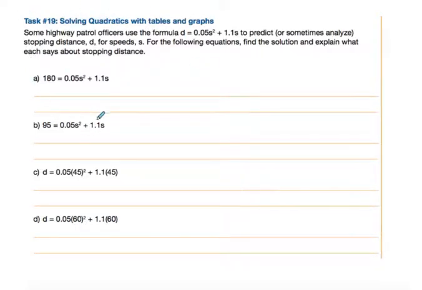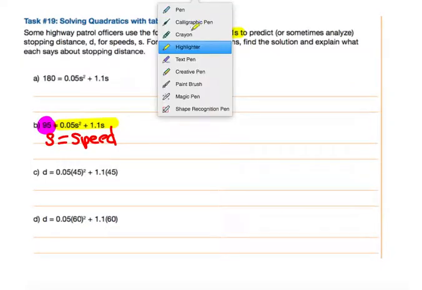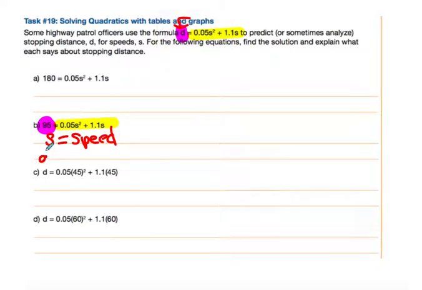So what this says is S is the speed. And if you will notice, it's already substituted something in for this D. So they took this equation and wrote it here. And then instead of D, they replaced it with 95. So what that tells me automatically is that the distance is 95.